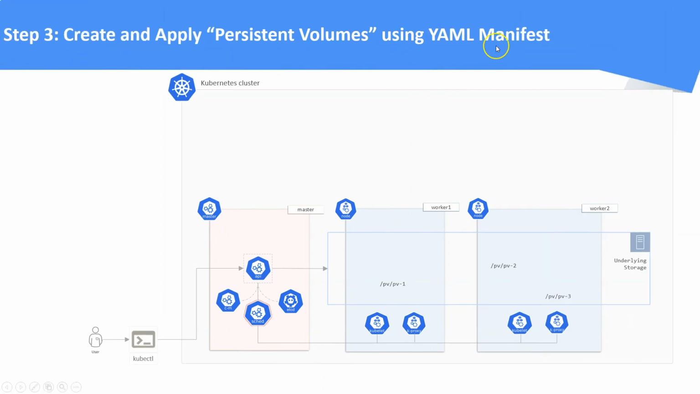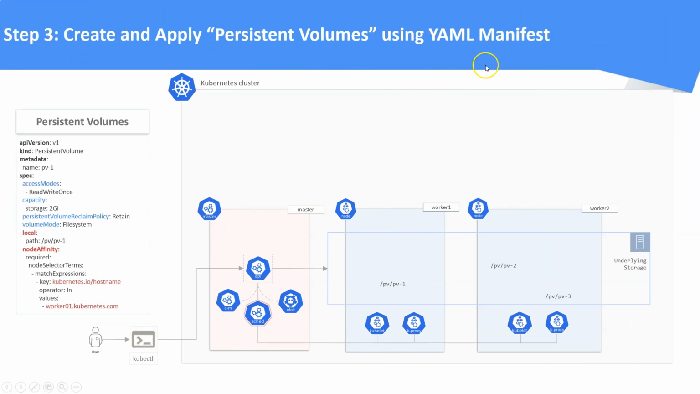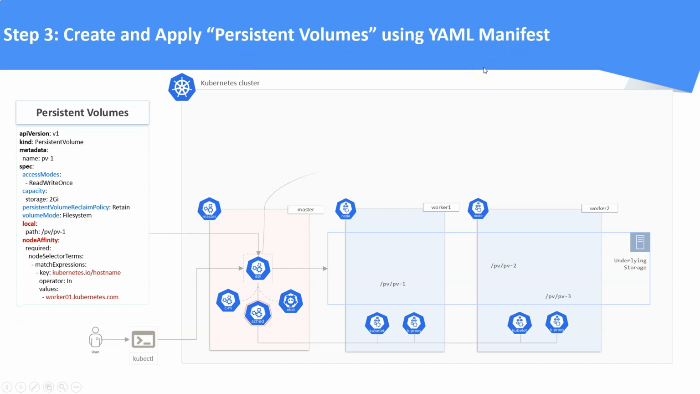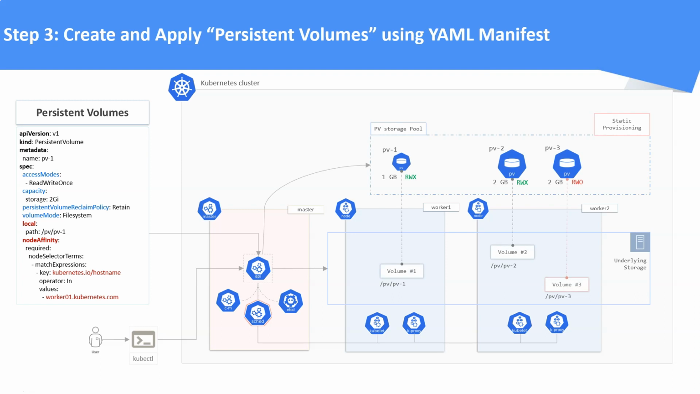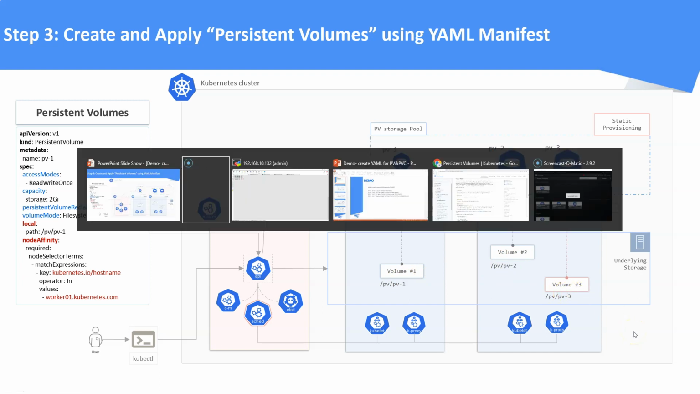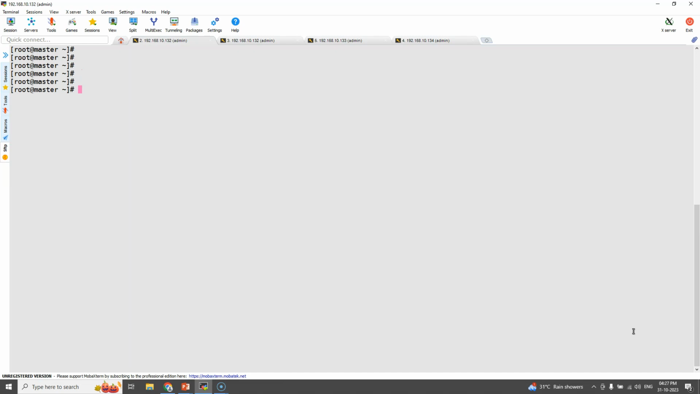Step number 3. Create and apply persistent volumes using YAML Manifest. In this step, we will be creating a pool of PVs using the YAML Manifest. These PVs should use the directories which we created already as its storage system.